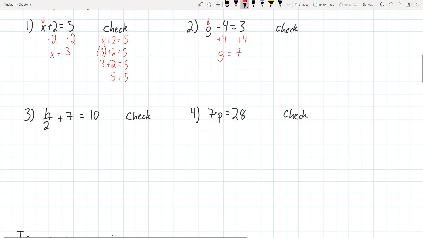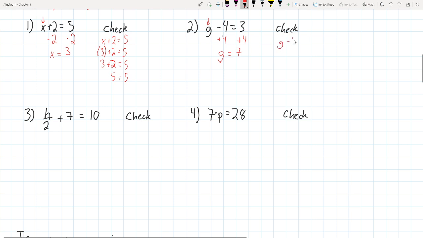I didn't say this in the last one, but the way that you know you're done is you ask, is my variable by itself? Is the variable I need by itself? And the answer in this case is yes, the g is by itself. There are no negatives, no numbers, only g, which means I'm done. Now I'm going to check it.